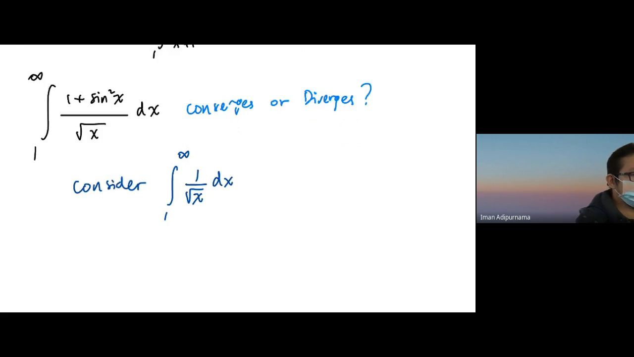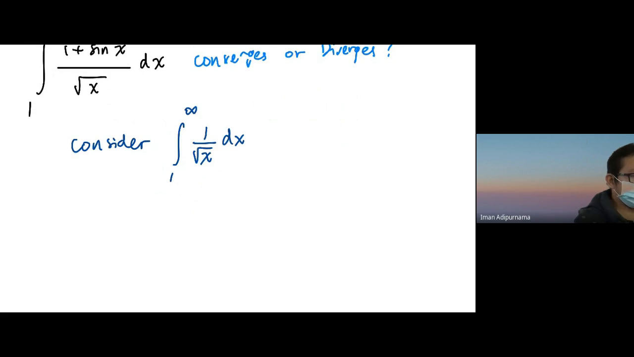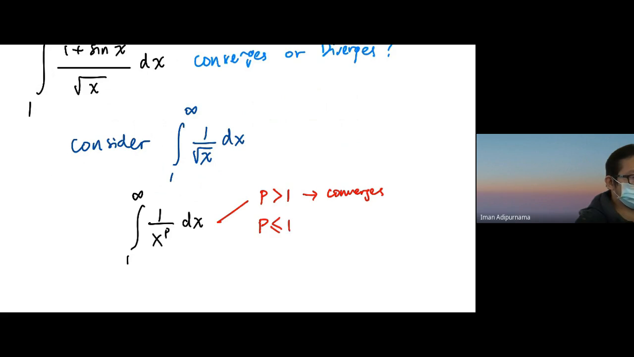Okay. If you remember, we already have some discussion about this. So p greater than 1 is converge, right? p less than or equal to 1, this will be diverge. And we know that our power is half, which means less than 1. So this integral should be diverged. Okay, should be diverged.